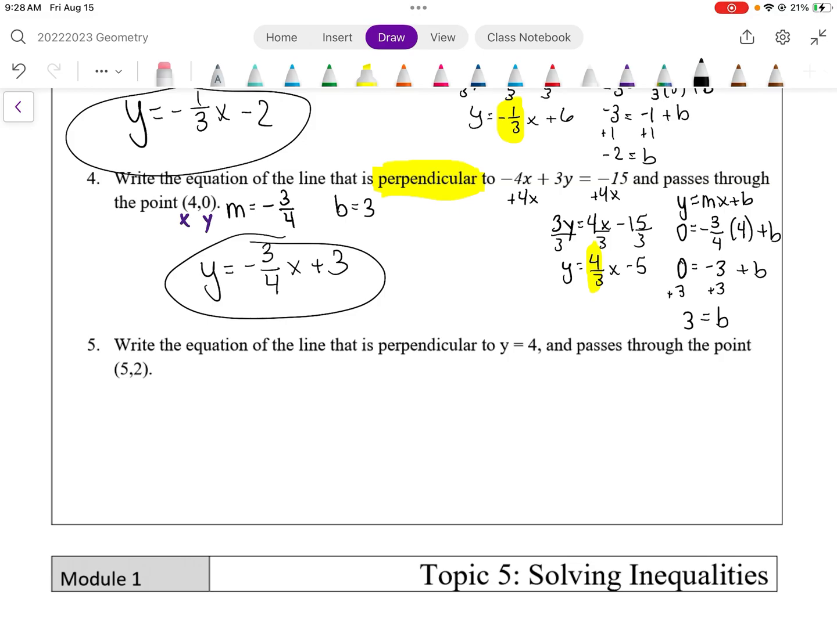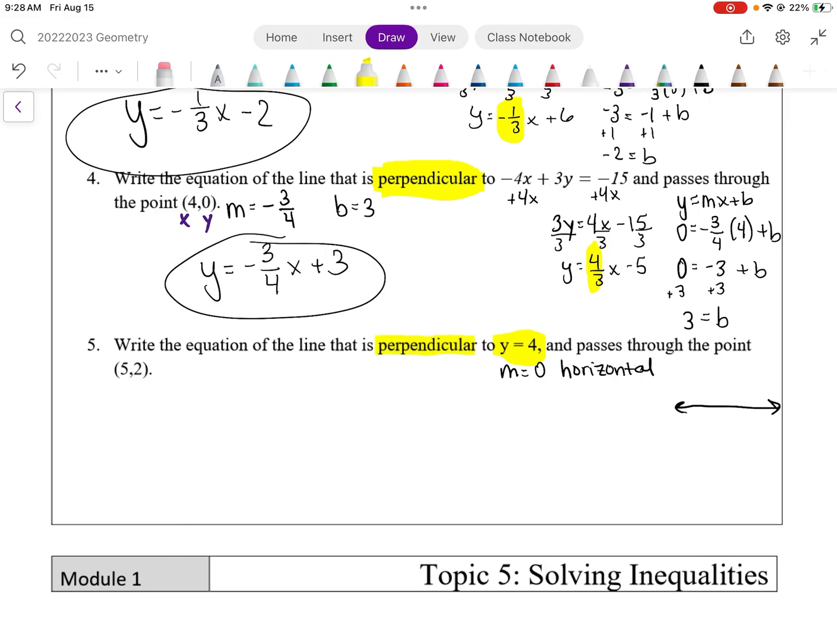All right, number 5, last one. Write the equation of a line that's perpendicular to y equals 4 and passes through the point (5, 2). Okay, so remember, if you have something that's just y equals, notice there is no x in here. That means your slope is 0. It's like a 0x. This is a horizontal line.